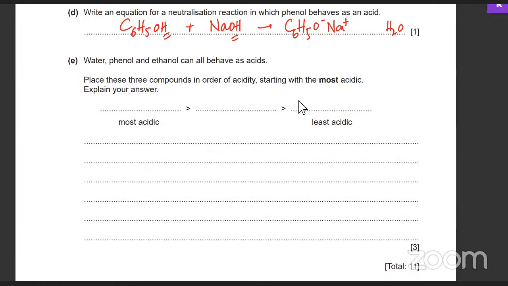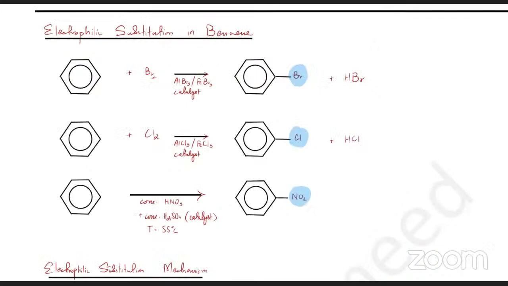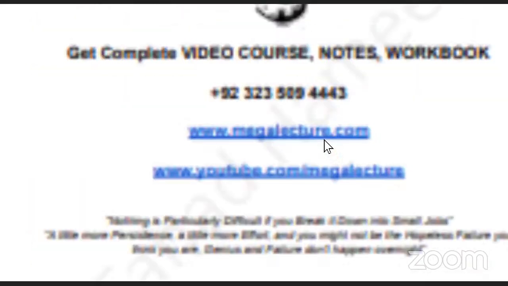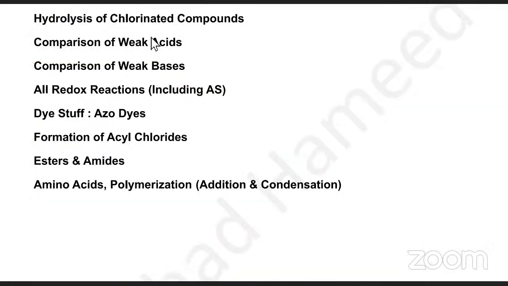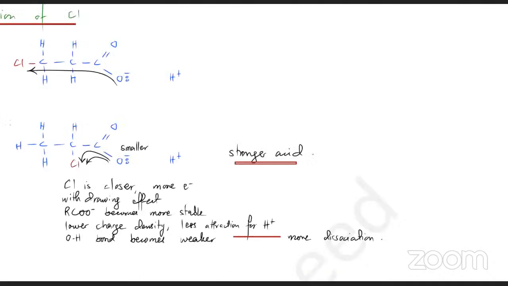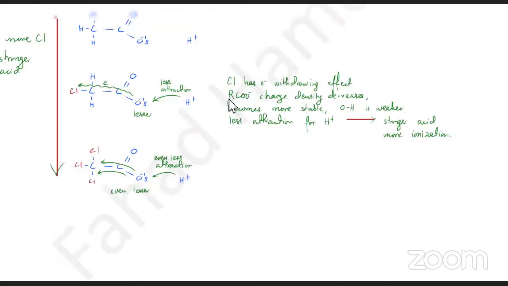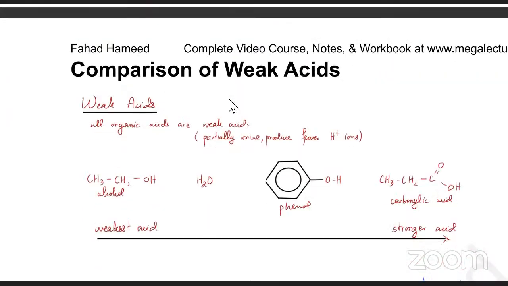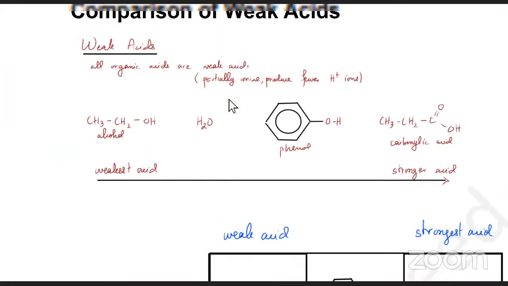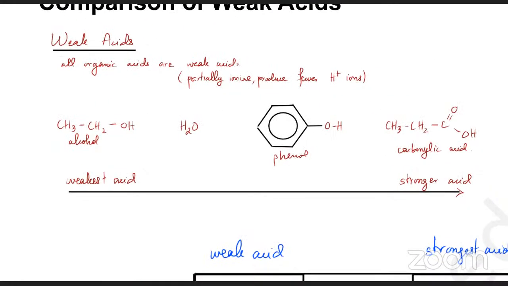The next one is how water, phenol, and ethanol behave. So this is about acids, the comparisons of weak acids. Remember, you've got 4 types of acids. You've got a carboxylic acid, that's relatively the strongest acid. Phenol is slightly weaker. Alcohols are very bad acids. They don't really behave as acids.